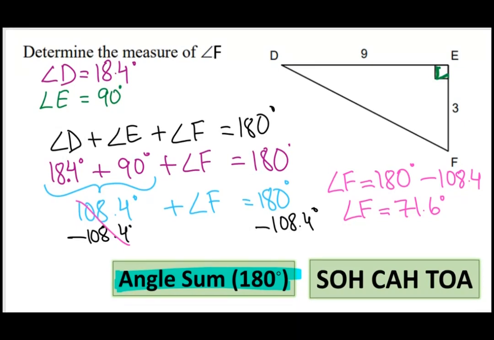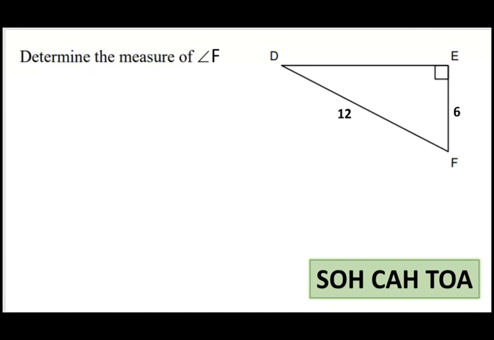Let's do another example. Determine the measure of angle F. Just by looking at this triangle, we can tell that we only have one angle given. That is the right angle. The side that is opposite to the right angle is called the hypotenuse. The side that is opposite to the angle that we need to find is called the opposite side. The remaining side is called the adjacent side.